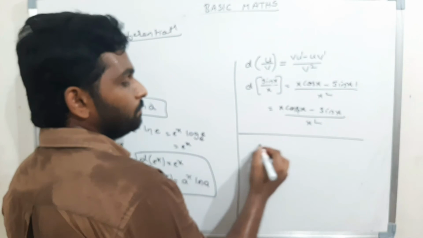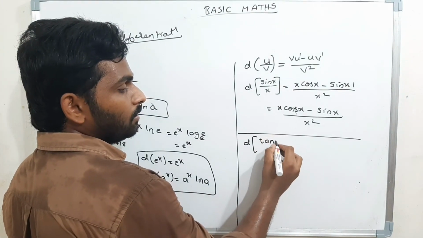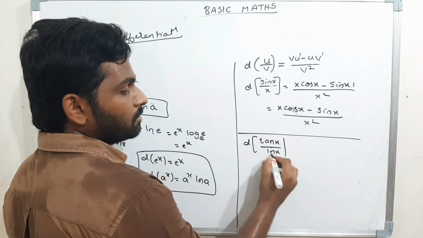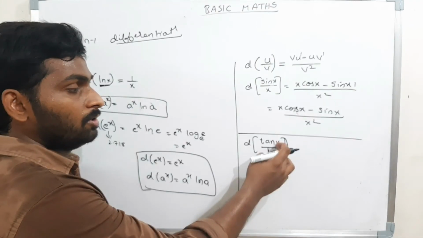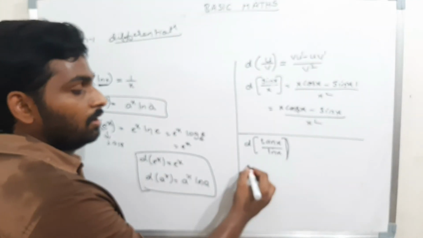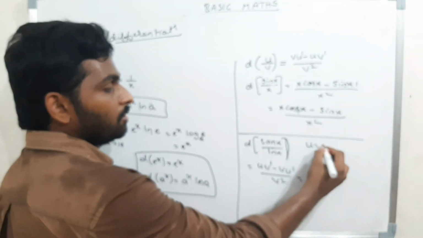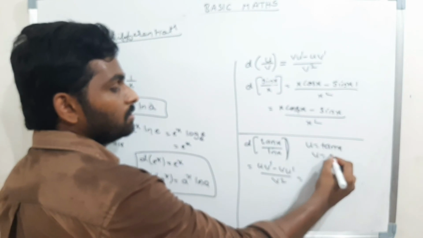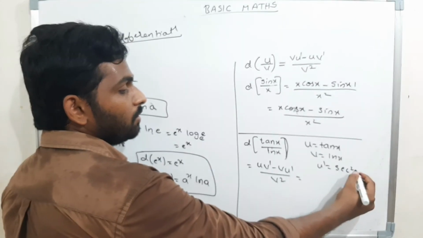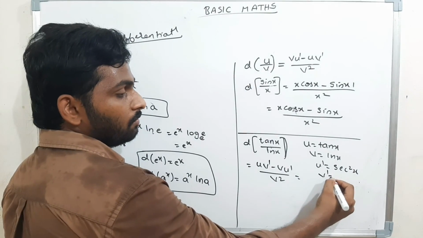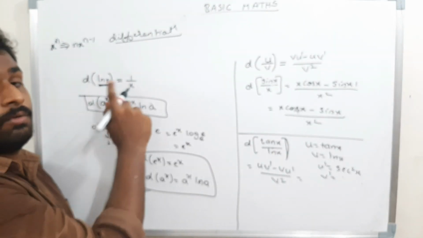Let's see one more example. Differentiation of tan x by ln x. What is the differentiation of tan x by ln x? U is tan x, v is ln x. V u dash minus u v dash by v square. Now u is how much? U is tan x, v is ln x. U dash is, what is the differentiation of tan x? Secant square x. What is v dash? Differentiation of ln x is 1 by x.